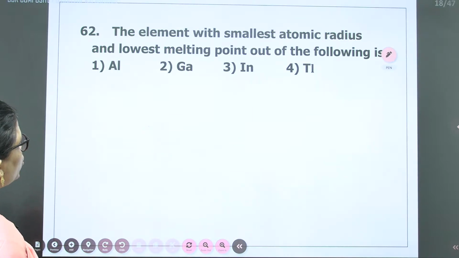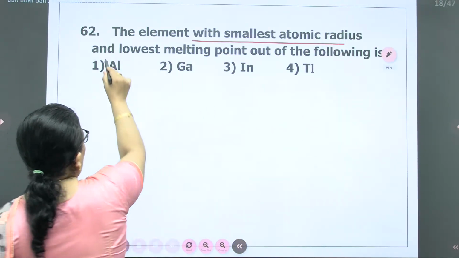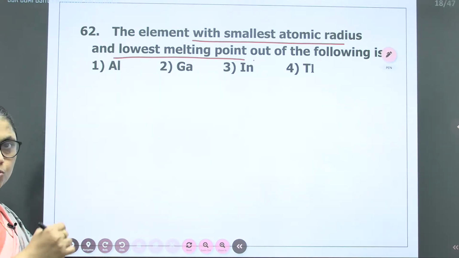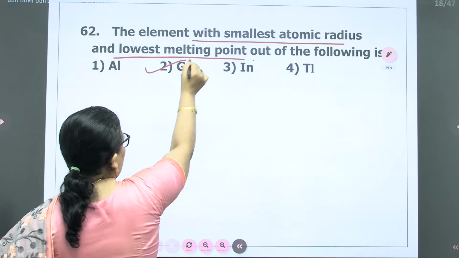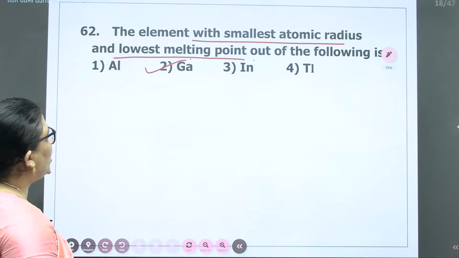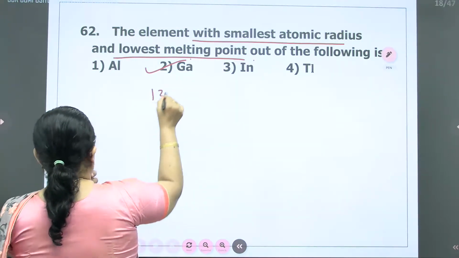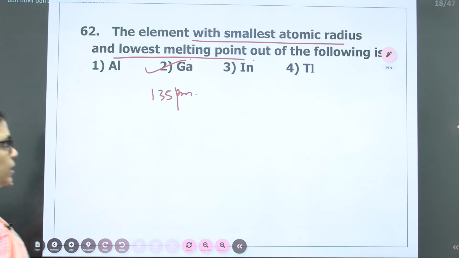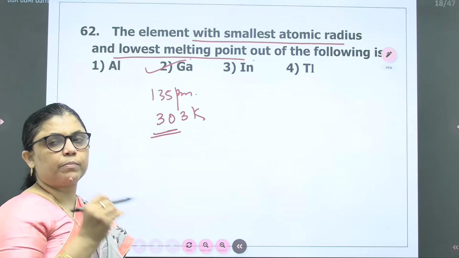Question number 62. The element with the smallest atomic radius and lowest melting point. In the earlier question we said that down the group, melting points decrease. Therefore, the correct answer is gallium. Whenever we are dealing with such a question, always remember the trend across the group or across the period: atomic radius will be smallest as well as lowest melting point. Do you know that gallium has a radius of 135 picometer, whereas its melting point is 303 Kelvin? The parameters need not be remembered, but the variation across the period must be known to you.